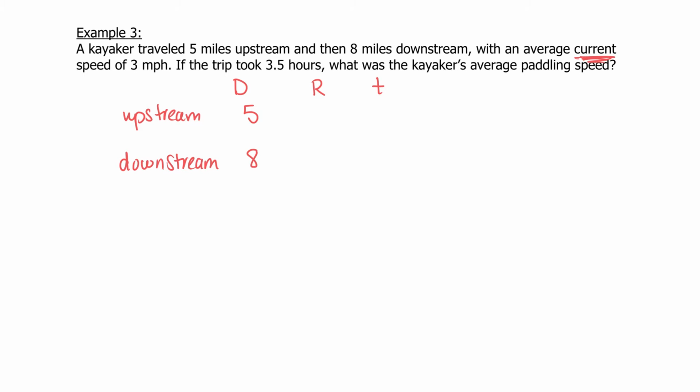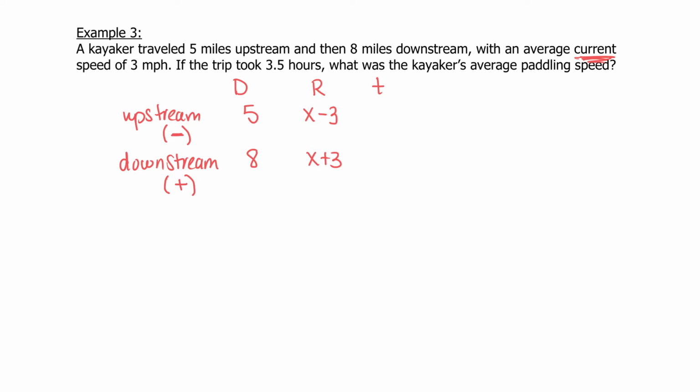Well, if you've never kayaked or been in a boat, when you are going upstream, that current, if it has a speed of 3 miles per hour, is working against you. So you're going to take whatever your speed is and subtract 3 because it's going to push against you. If you're going downstream, that's a lot easier to paddle because the current is working with you. And so whatever your speed is, you're going to add 3 to it.